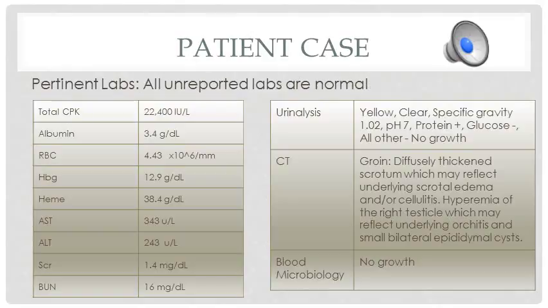For our patient's labs, his CPK is extremely elevated, which indicates there is muscle damage. His hemoglobin is elevated. His AST and his ALT are also very high, and his serum creatinine is slightly elevated at 1.4. For his urinalysis, it is yellow, clear, positive for protein, negative for glucose, and all other is negative for no growth. The CT of his groin shows a diffusely thickened scrotum, which may reflect underlying scrotal edema and/or cellulitis. Hyperemia of the right testicle may also reflect underlying inflammation and a small bilateral cyst. His blood at this time is still no growth.